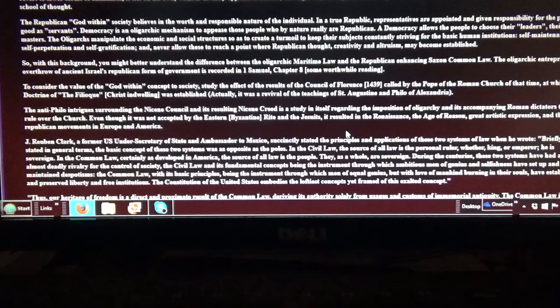Okay, to consider the value of the God within concept to society, study the result of the Council of Florence, 1439, called by the Pope of the Roman Church of that time, at which the doctrine of the filioque, Christ indwelling, was established. Actually, it was a revival of the teaching of St. Augustine and Philo of Alexandria.